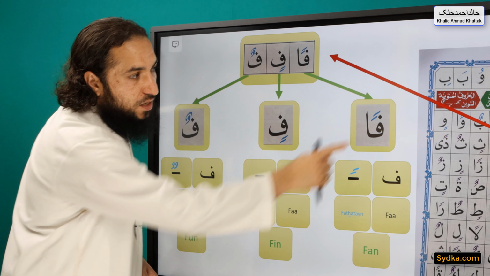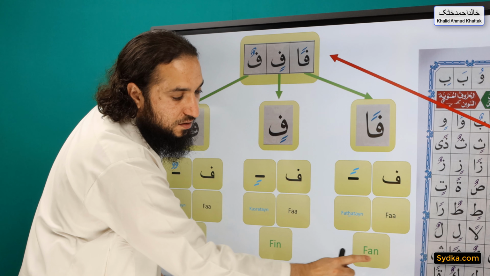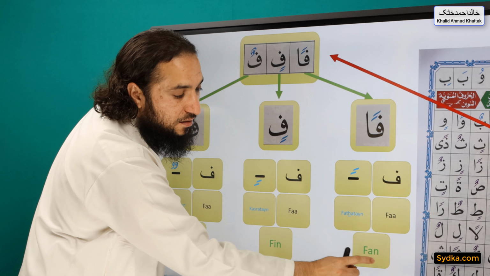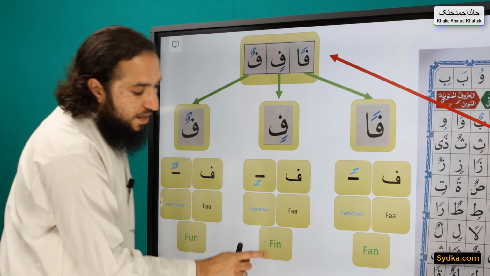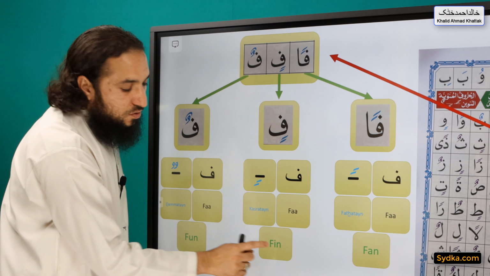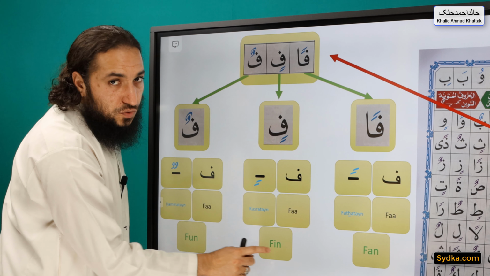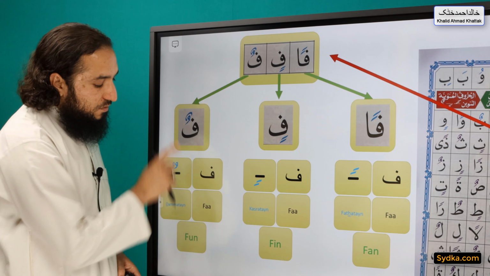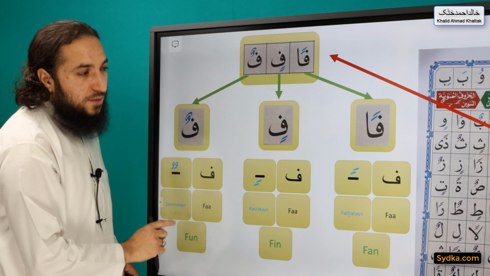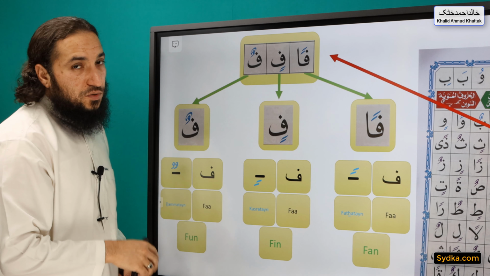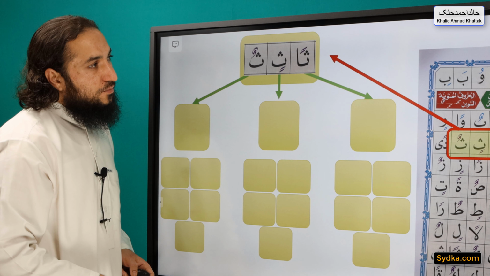Just a recap, the fathatain sign adds an "an" sound to fa, kasratain adds an "in" sound to fa, and dhammatain adds an "un" sound to fa. Okay, that's the purpose of these tanween.